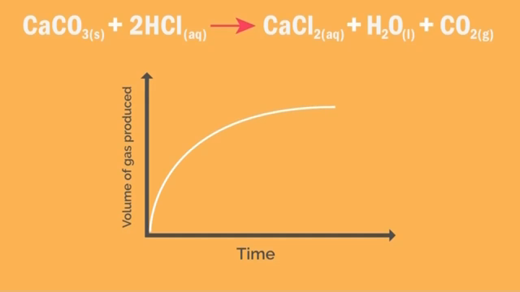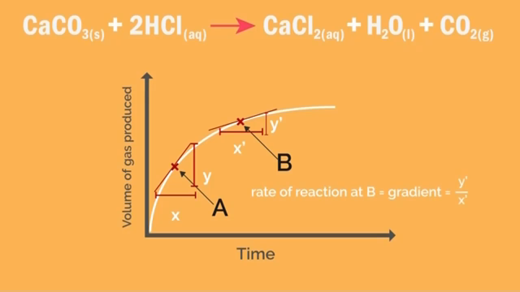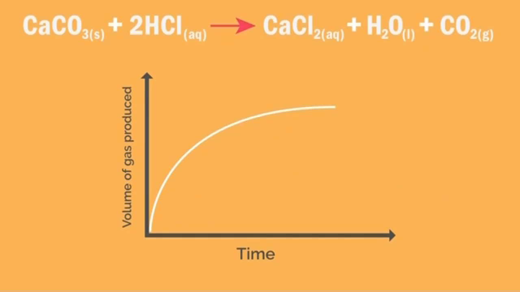As before, the rate of reaction at point A is given by the gradient at A, which is y over x. And the rate of the reaction at B is given by the gradient at point B, which is y dash over x dash. What do you think is happening to the rate of reaction as it proceeds? Again, pause here and try to get the answer. As in the other test, it slows down. The rate of reaction decreases.